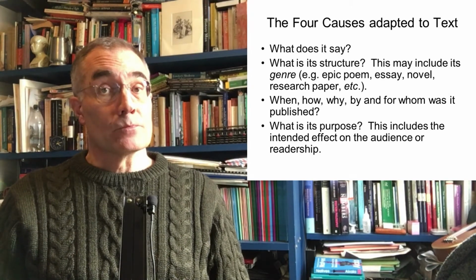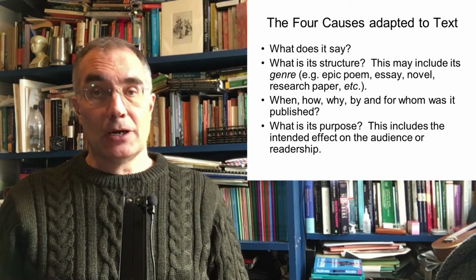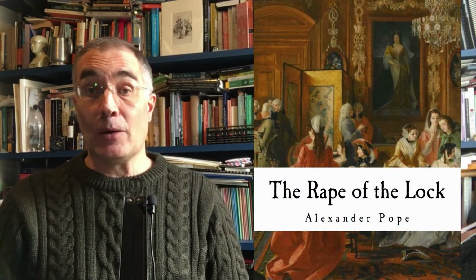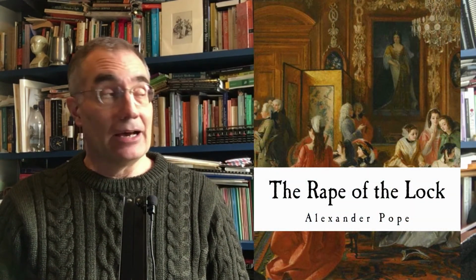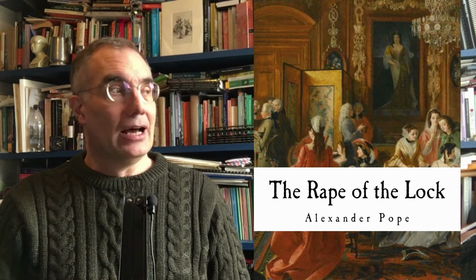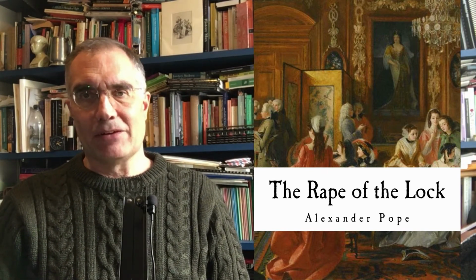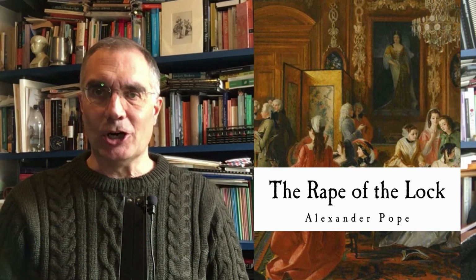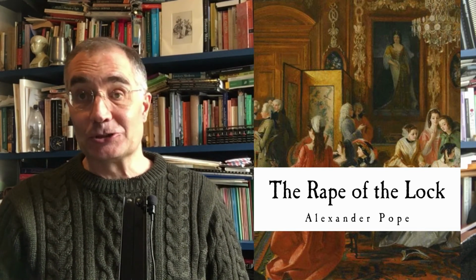Or there might be a mismatch between the causes that's deliberate to create a certain effect. For example, The Rape of the Lock has the form of an epic poem. Now, an epic poem has to have certain elements. It has to have a feast. It has to have a battle scene. It has to have interventions by gods and other supernatural elements.